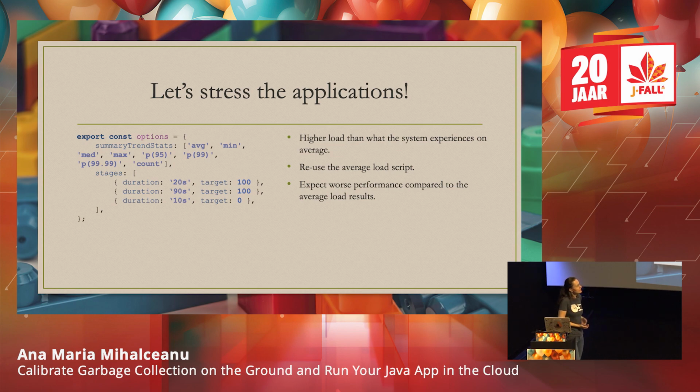The way that I did it, I put more load, I reused the average load script, and expected the worst. So I increased the target of my users to 100 from 80, and changed the duration of my test. The ramp up is 20 seconds. The duration of the 100 users that are going to stress my application is 90 seconds, trying to send as many requests as possible. And the ramp down is only 10 seconds, so it's going to be even more abrupt.